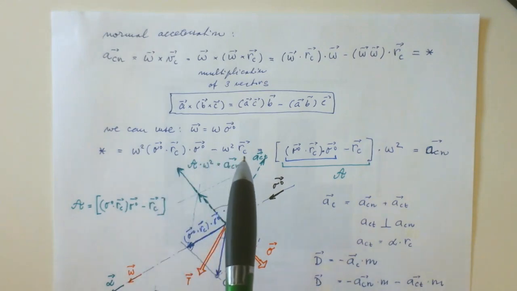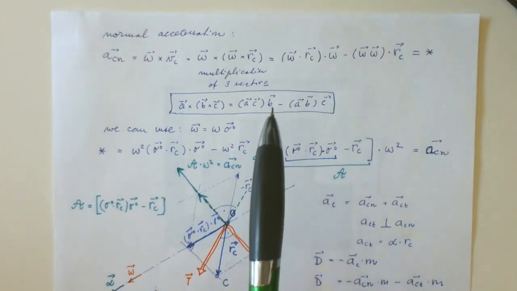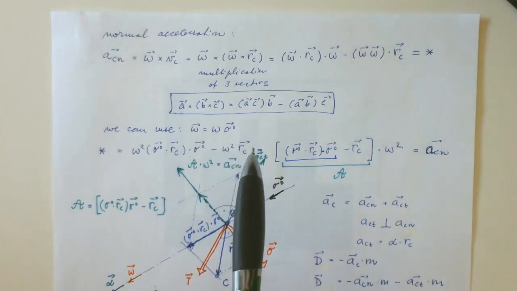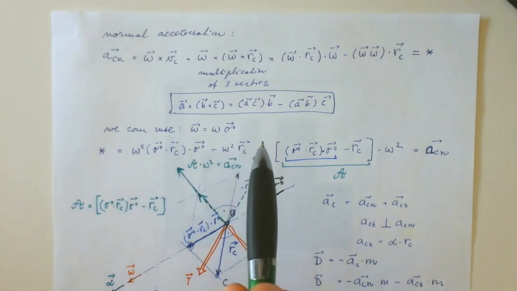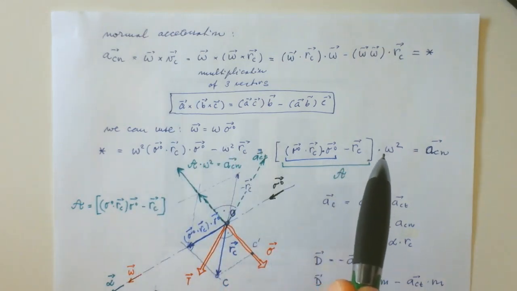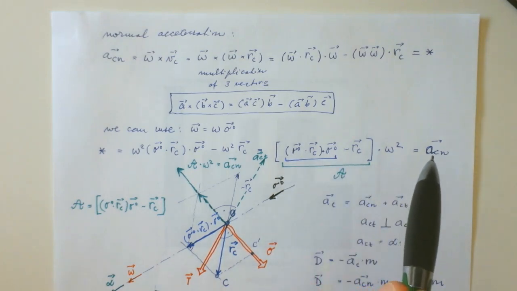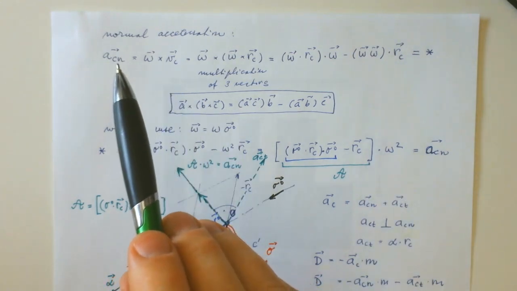Please compare this with this using this. And if we continue, we can put out the brackets omega square is here, and what remains is here. And this is normal acceleration of center of mass, as it was at the beginning.